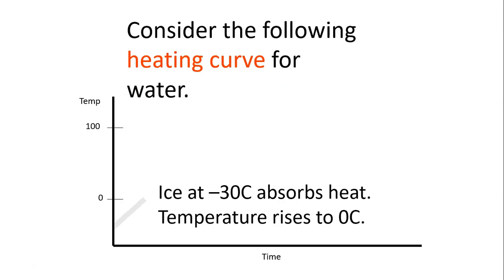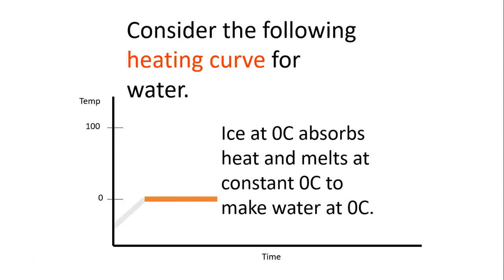So the heating curve for water: over here you have temperature, and then you have time over here. Anything below 0, that water is ice. Okay, it's a solid. And you'll notice that the temperature does increase smoothly until it gets to 0. Well, if you keep adding heat, if it keeps absorbing heat from surroundings, that ice is going to try to turn into liquid water. Ice at 0 degrees C absorbs heat and melts at a constant 0 degrees C to make water.